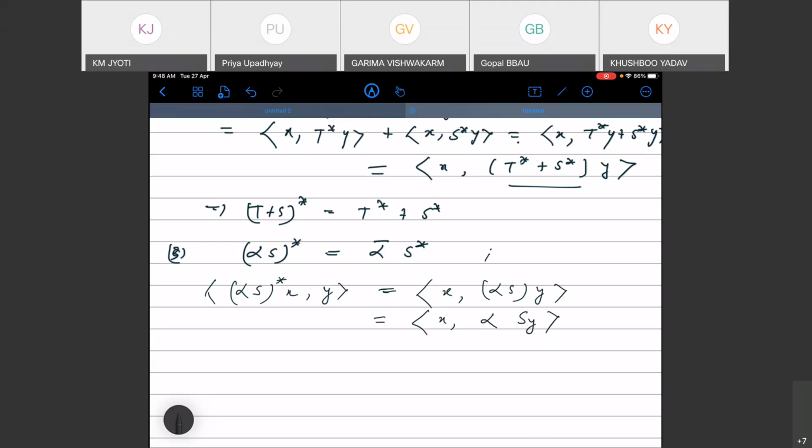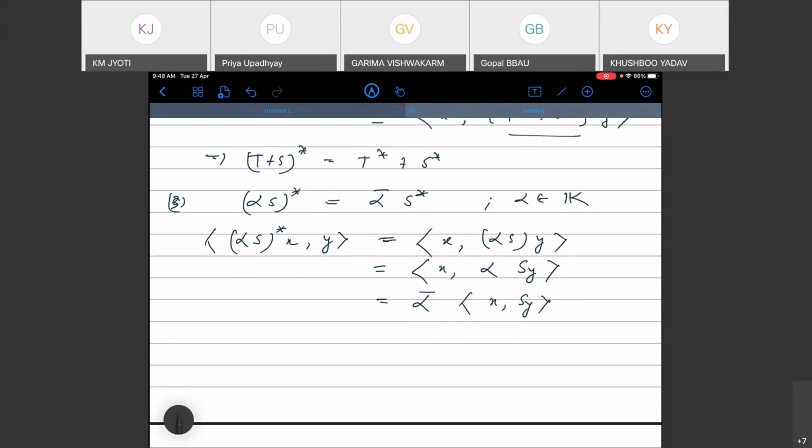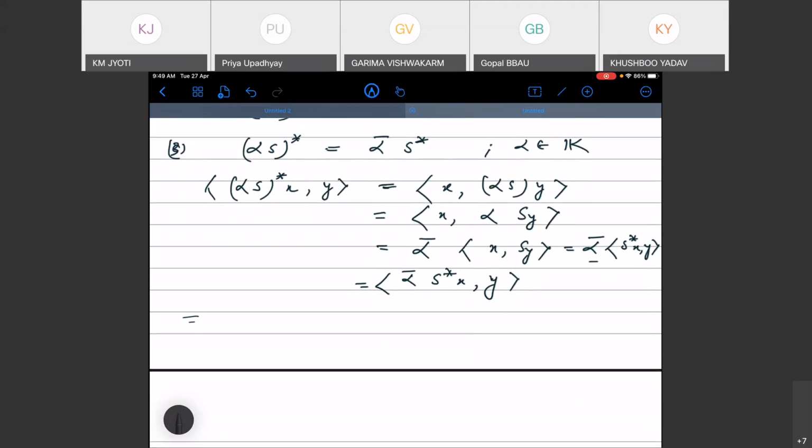ये अल्फा, this alpha belongs to K. Alpha is a scalar, so it comes out as conjugate: x comma S y. यहाँ से क्या मिला आपको? अल्फा बार S star x comma y. ये अल्फा बार अंदर गया तो ये आपको मिला. ये है इनर प्रोडक्ट. ठीक है? So from here what you get, this implies alpha S star equal to alpha bar S star.